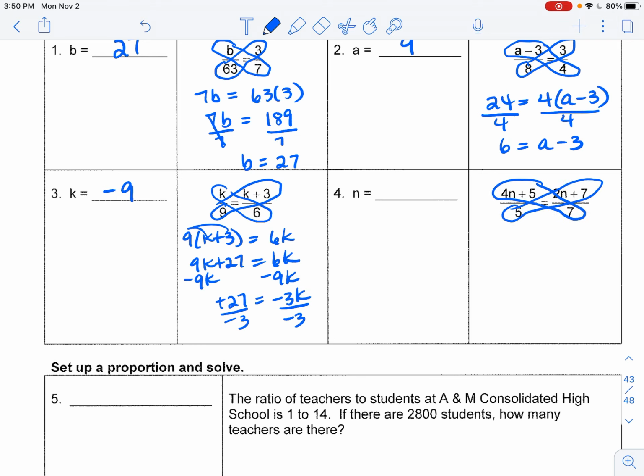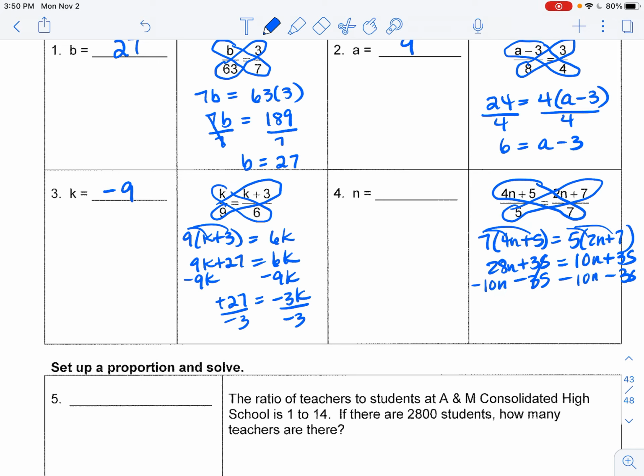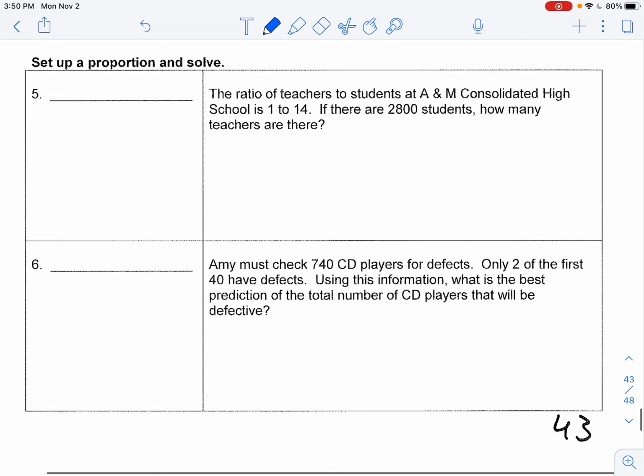One more to practice. 7 times 4n plus 5 is equal to 5 times 2n plus 7. All right, distribute on both sides. So I have 28n plus 35 is equal to 10n plus 35. Subtract 35 on both sides, and I'm going to go ahead and subtract 10n on both sides as well. So I have 18n is equal to 0. If I divide both sides by 18, n is equal to 0.